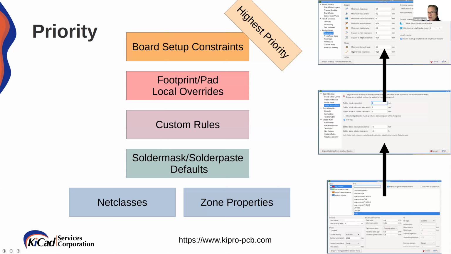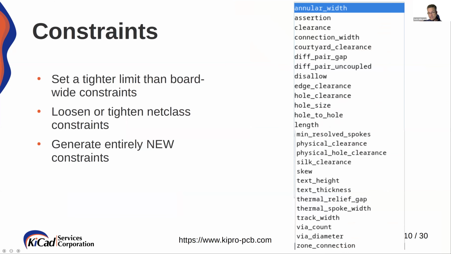These are the constraints that we expect to provide a baseline for everything else based on manufacturer requirements. But we said, what happens if you need to modify that? If you need to set a tighter limit than the board-wide constraints, you can do that. You can bring that down to a tighter limit. You can loosen or tighten the net class constraints, and you can generate entirely new ones.